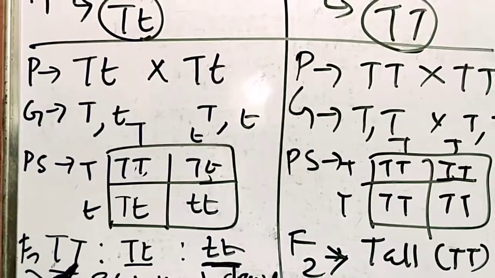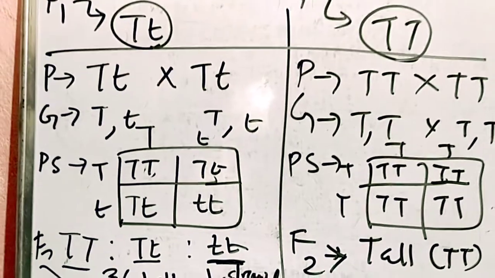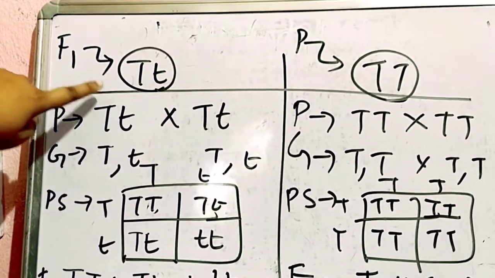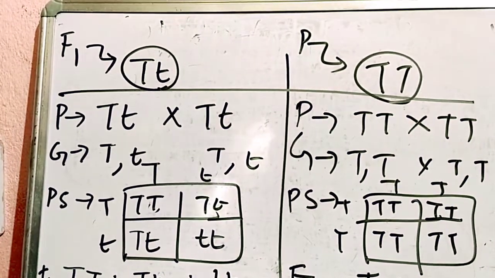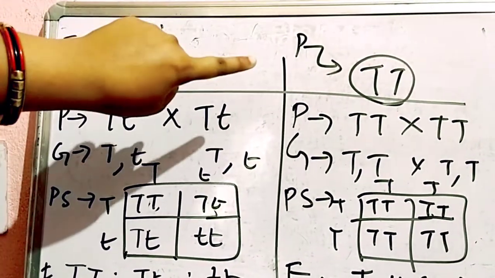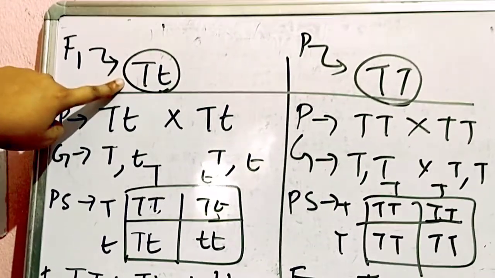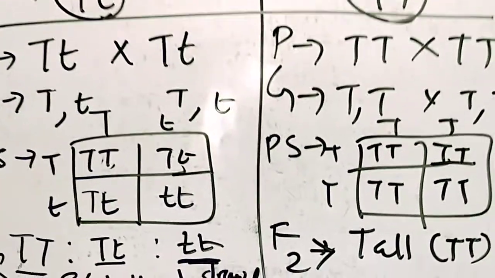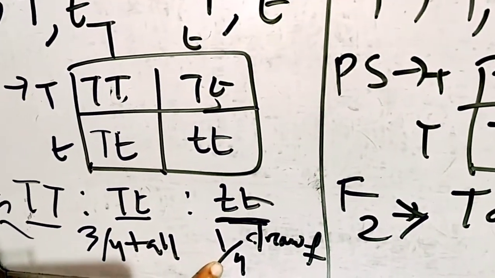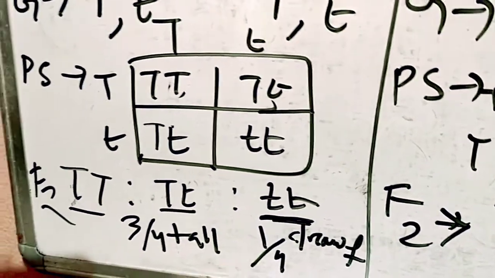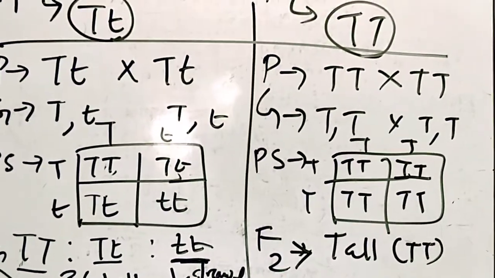But in this case, the capital T small t which we got in the F1 generation by crossing homozygous tall and homozygous dwarf is not the same as the parental tall. It is a different type of tall, and because of this, we got a dwarf character after self pollination. As you can see here, 1/4 of the offspring are dwarf.